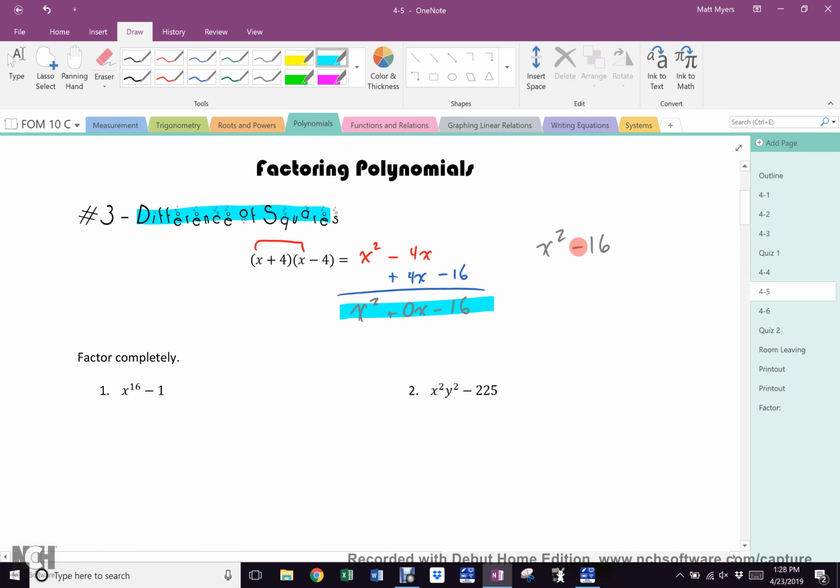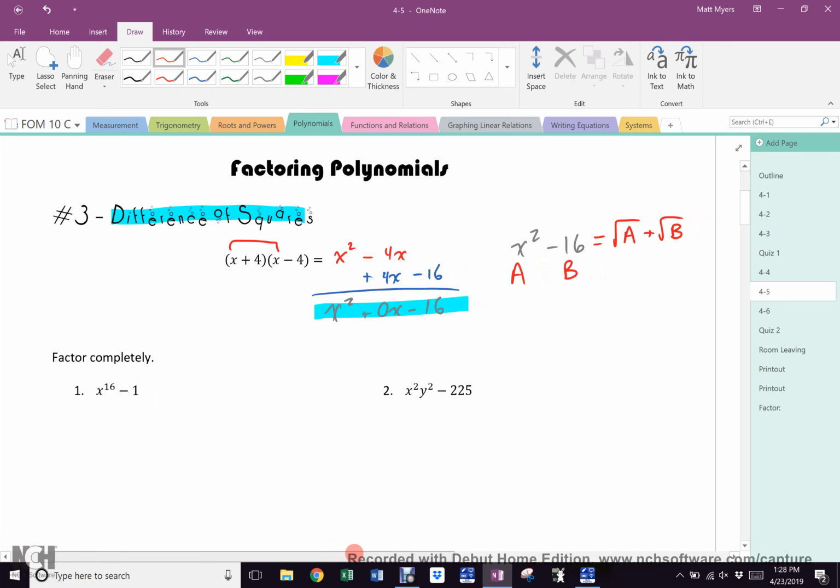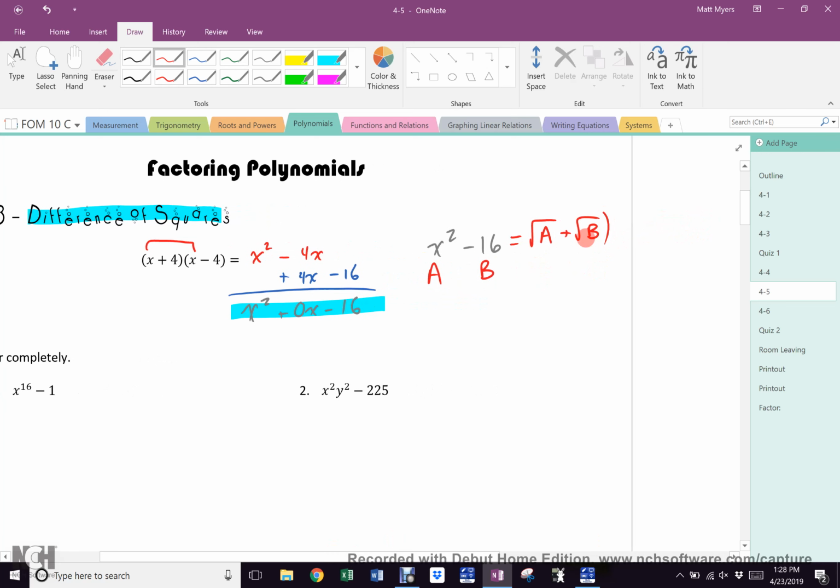Subtraction. When you subtract, you find a difference, yes? So if you have a perfect square and you are subtracting another perfect square, you have a difference of squares. And the answer is always this. I'm going to call that capital A, capital B. It is always the square root of A plus the square root of B. And then you write it again. The square root of A minus the square root of B.